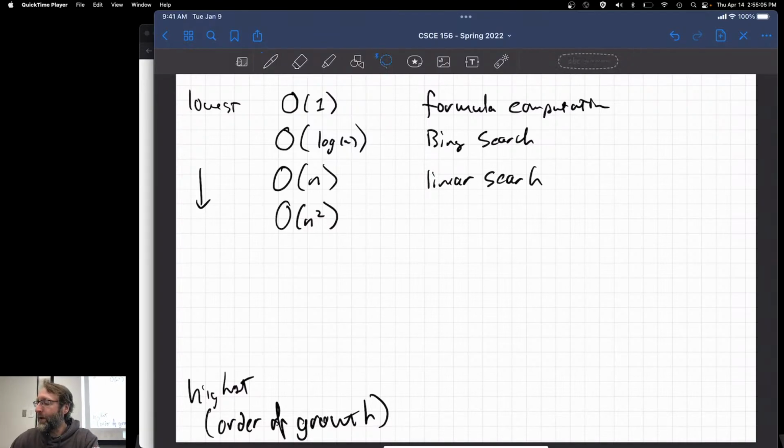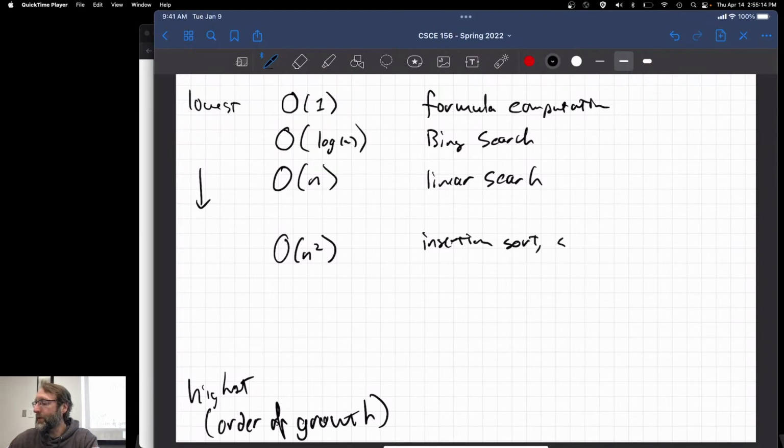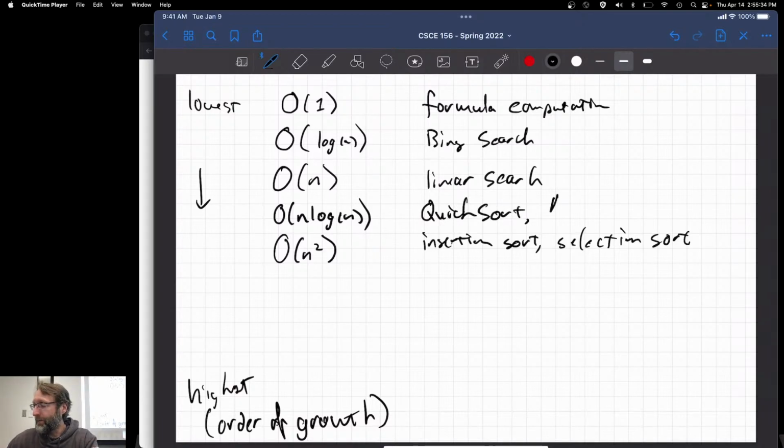Give me an example of a cubic. Insertion sort. Selection sort. The painter that doesn't pick up the paint bucket, etc. Give me something in between here. And log n belongs in the middle. Quicksort. And if you saw it yesterday, merge sort.